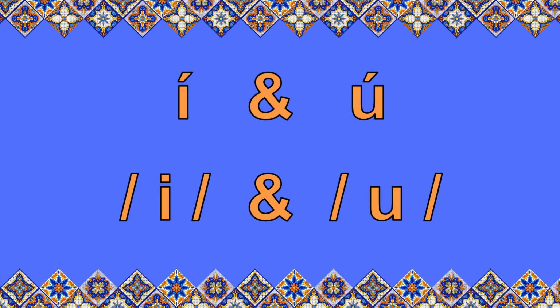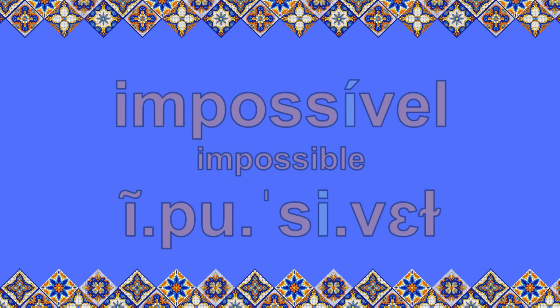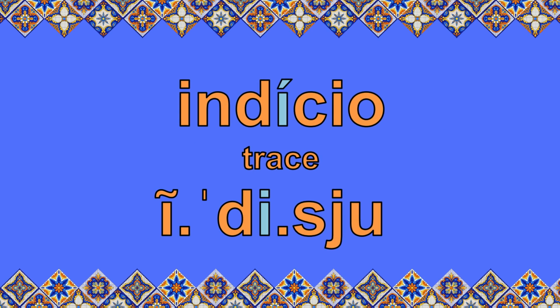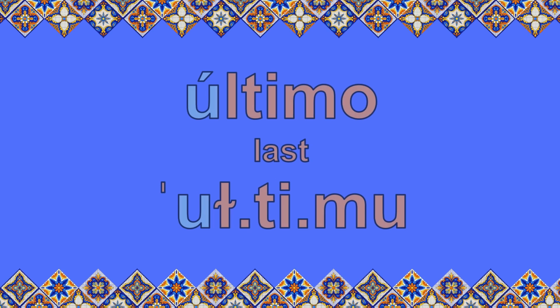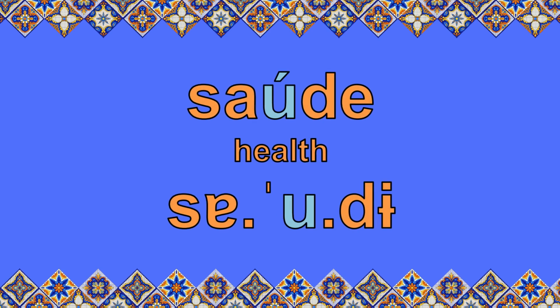When the acento agudo is over an I or U, it only indicates the stressed syllable, as the vowels I and U don't change sound, they can only change in intensity. For example, país. Impossível. Indício. Íris. Último. Açúcar. Saúde. Lúcido.